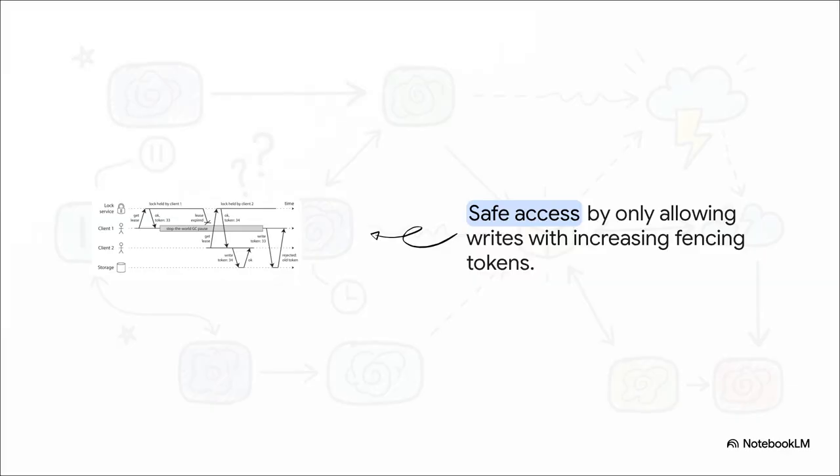Let's sketch this out and notice the difference from our previous disaster. This time around, when client 1 gets the lease, it also gets token number 33. Then it hits that nasty GC pause and the lease expires. Client 2 comes along, asks for a lease, and the lock service hands over the lock along with token 34. Client 2 sends its write to the storage server, explicitly attaching that token 34 to the payload.